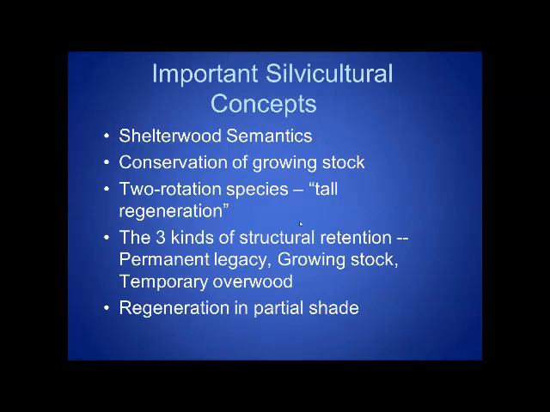So just an outline, we're going to talk a little bit about the semantics of shelterwood silviculture. There are important concepts here that come into play in irregular shelterwood especially that are really central to much of forestry, or at least silviculture. That's conservation of growing stock. There's a concept that's maybe just New England-ish, the two rotation species, or something I sometimes call tall regeneration. More about that. There's, of course, the issue of structural retention. I've come to realize, distinguish three kinds of that in my work. We'll get to that and talk about the importance of regeneration. This is, after all, a regeneration method, not just structure.